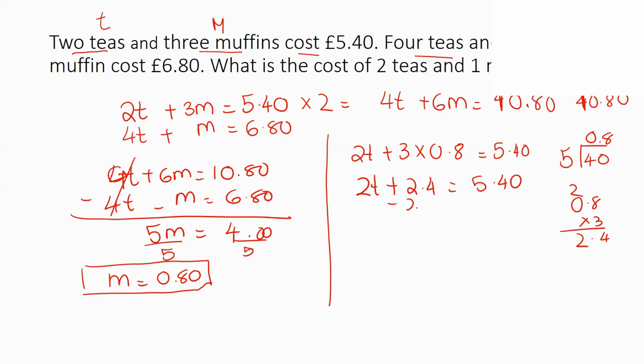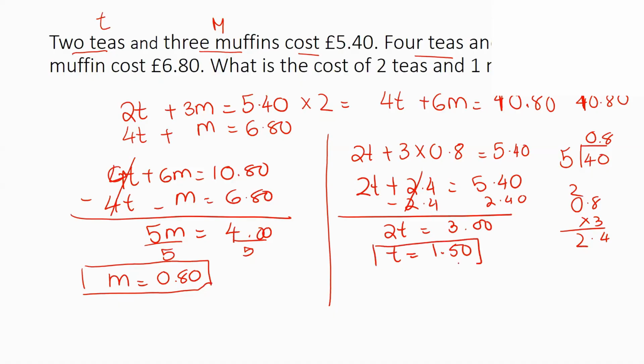And I'm going to take away 2.4 from both sides. So that I will be left with 2T equals 3 pounds. And then if I halve that, it's going to be 1.50. So one muffin costs 80 pence and one tea costs £1 and 50 pence. Our task is to find the price of 2 teas and one muffin.